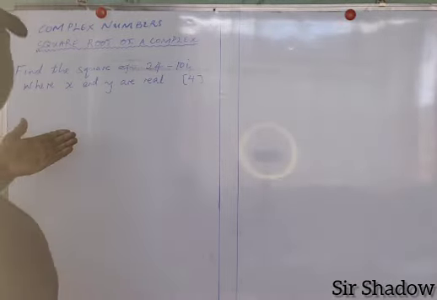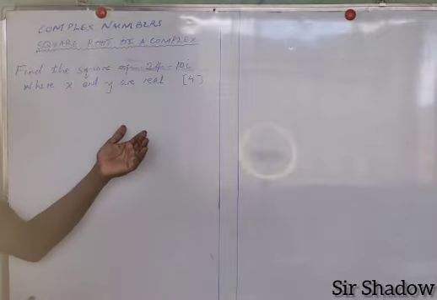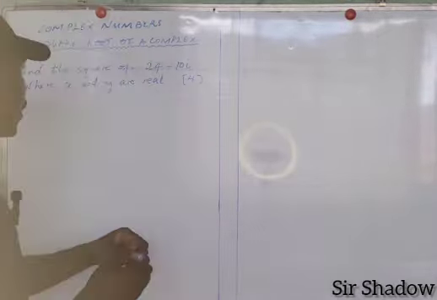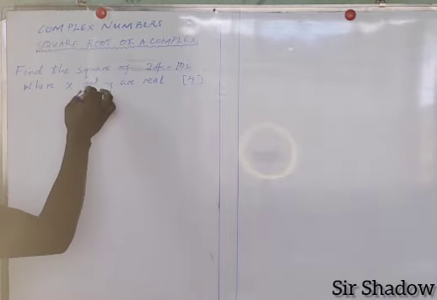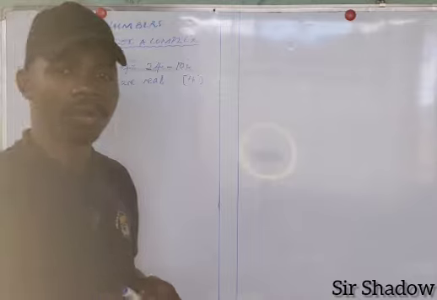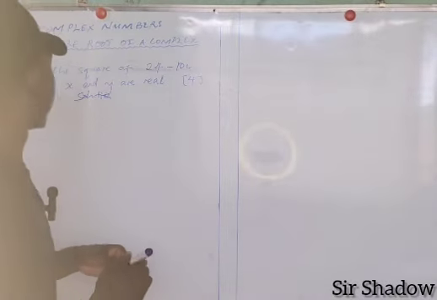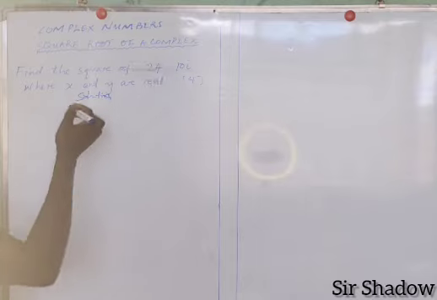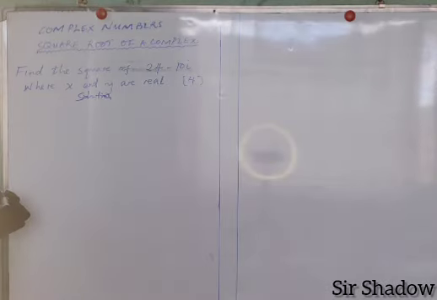Right, so how to find the square root of a complex number. Whenever we ask you to find the square root of a complex number, let's consider this solution. We're given this complex number: find the square root of 24 minus 10i, where x and y are real.